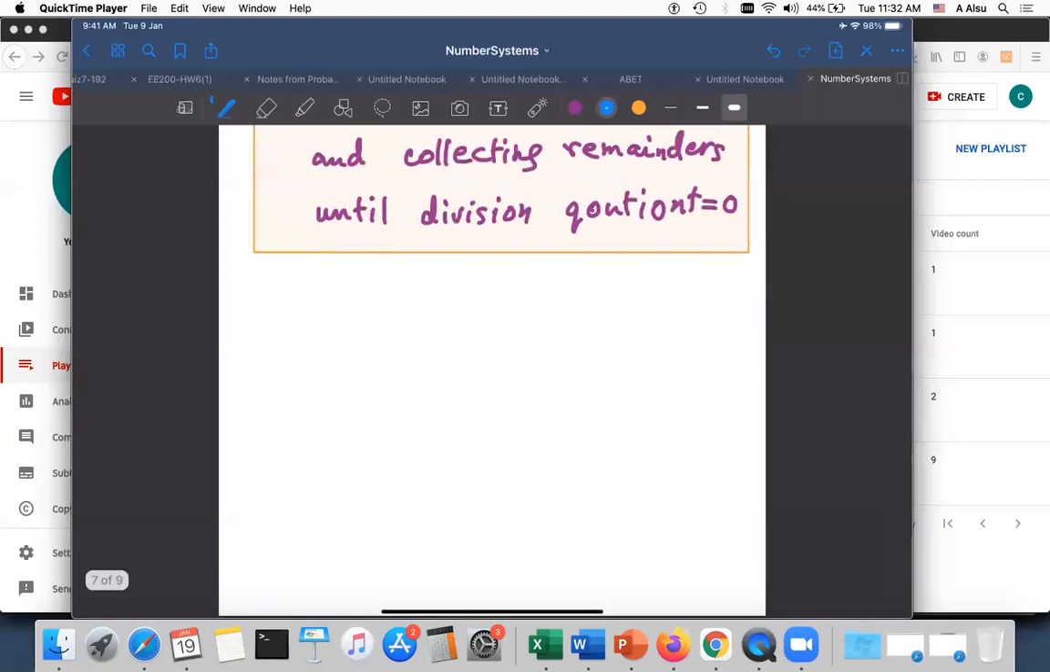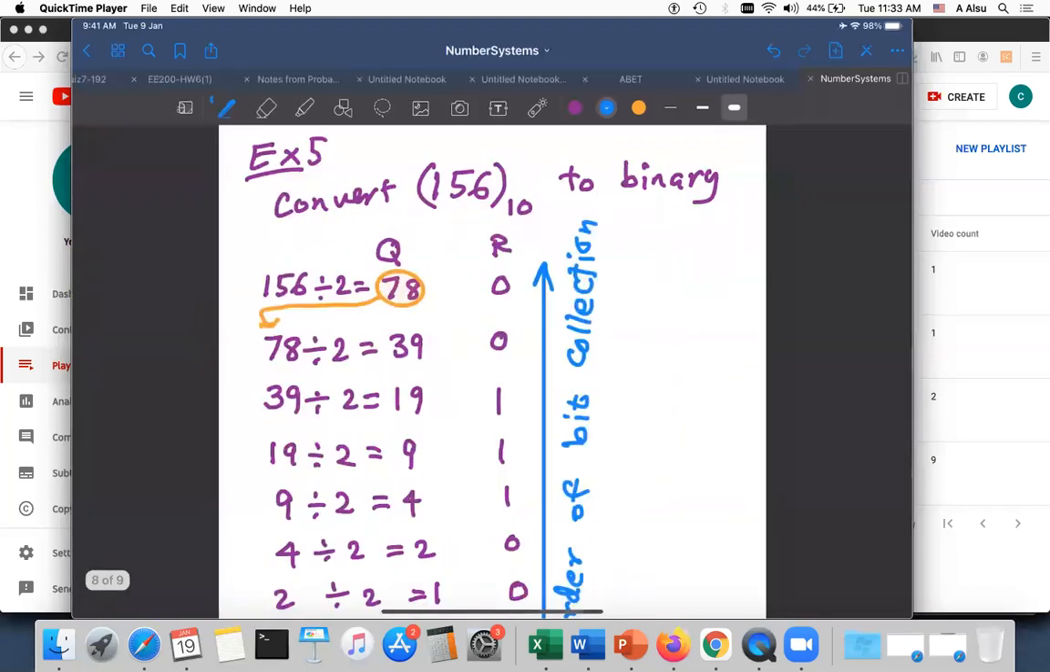Okay, let's see an example. In this example, I would like to convert 156 in decimal to binary. I just keep dividing 156 by 2. I get 78 with a remainder of 0. Then I take the 78 and divide it by 2. Now I get 39 with a remainder of 0. And then I take the 39 again and divide it by 2.